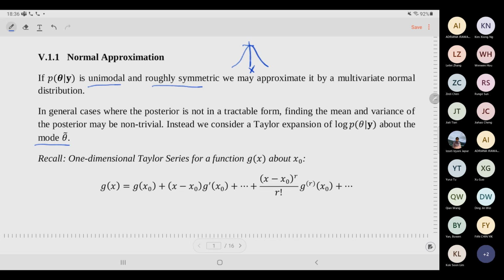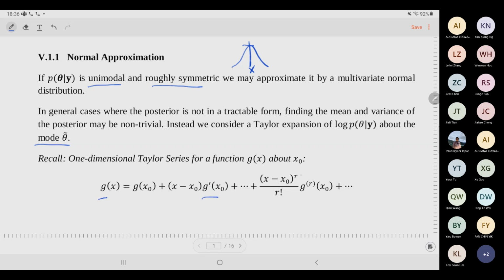Okay, so to do this, we're going to use the Taylor expansion of the log posterior. You may not know it, but the one-dimensional Taylor series for a function g about x naught is: you have g of x naught, and then you expand it, and this is the first derivative.